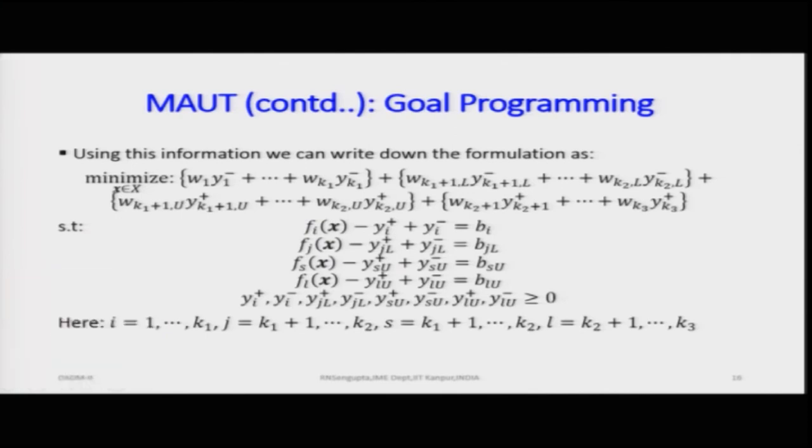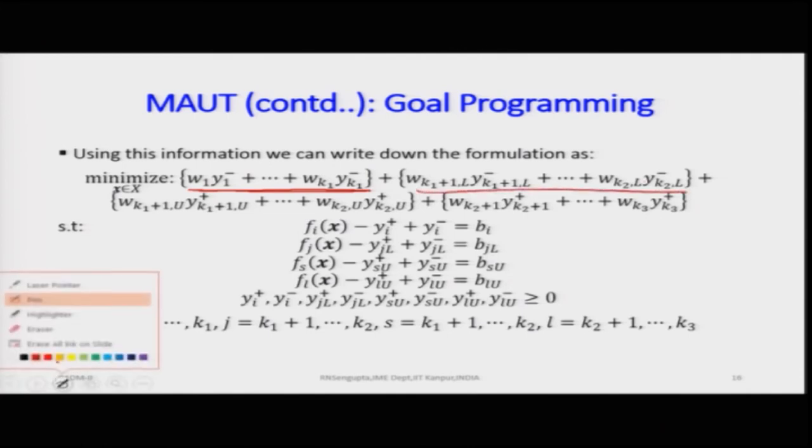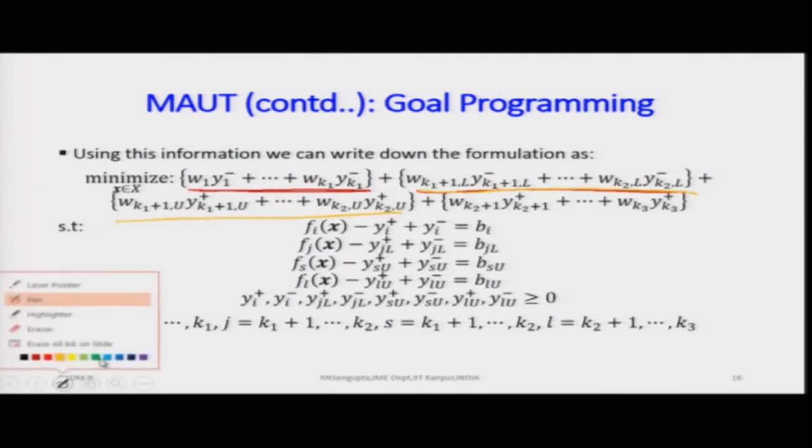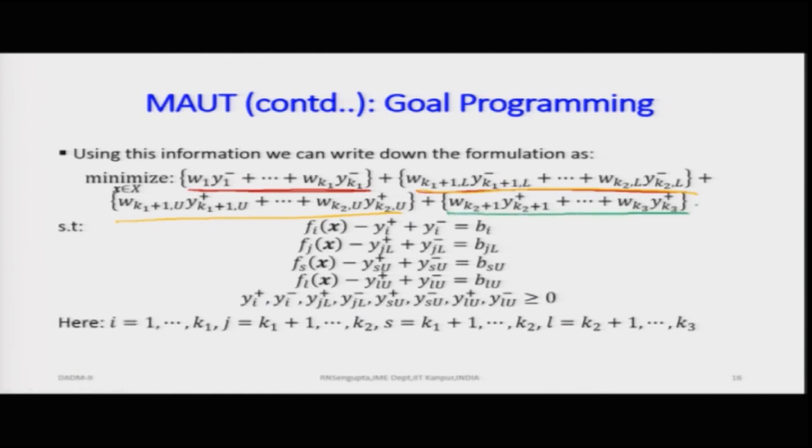So, in the first set, these are the values for which I want to minimize or maximize for the upper limits. Let me use the other color so it will be easier. These are the values for which I do it between bounds, and these are the values for which I do it for above. So, based on that I formulate and I go for the solution method.